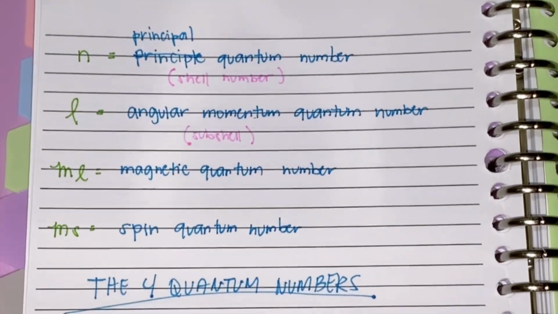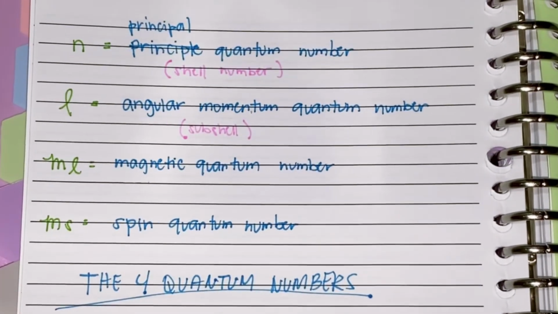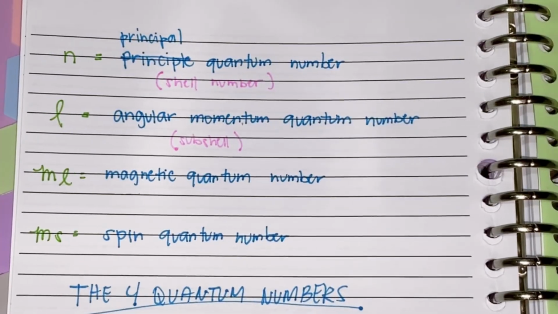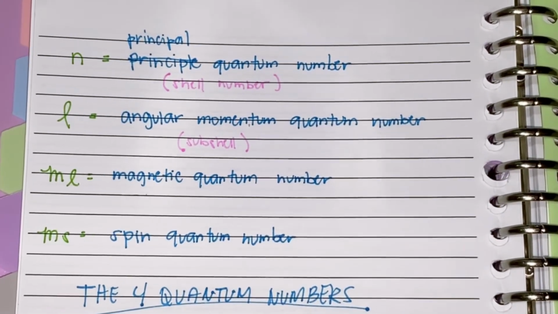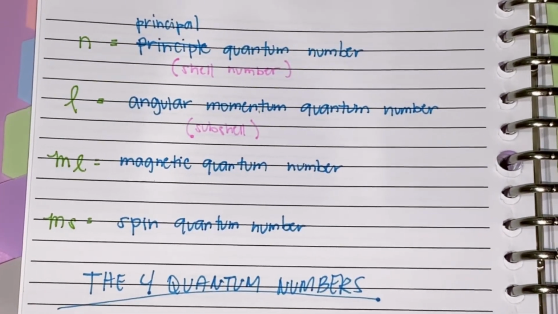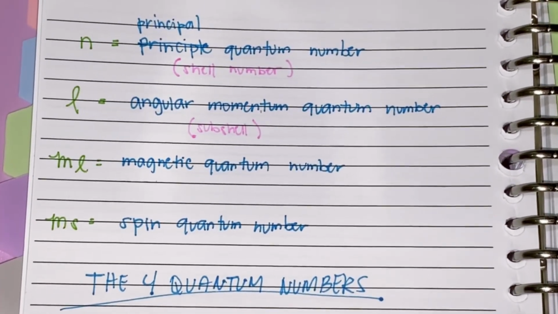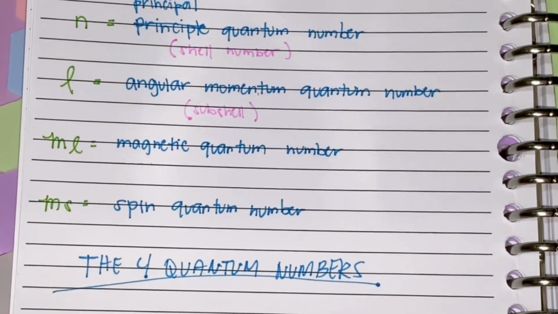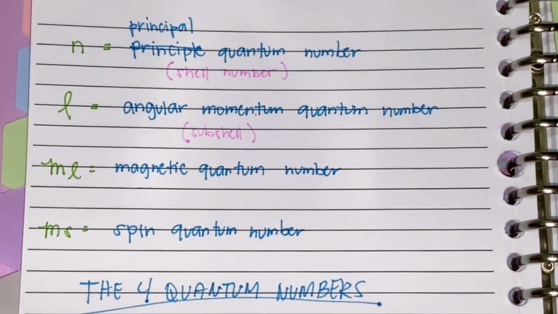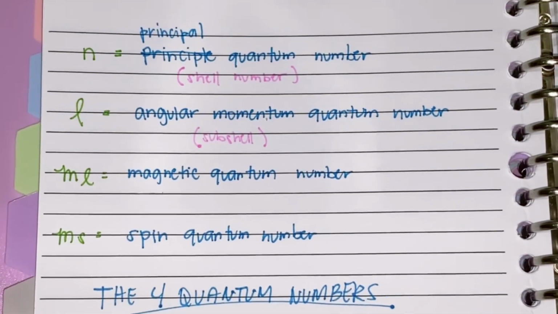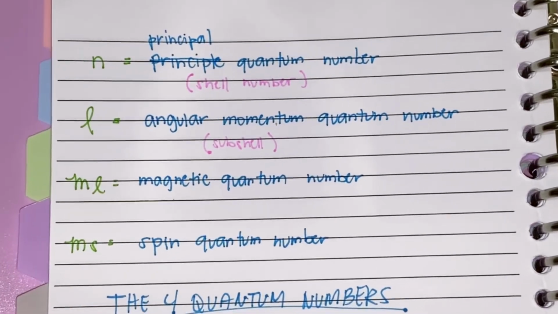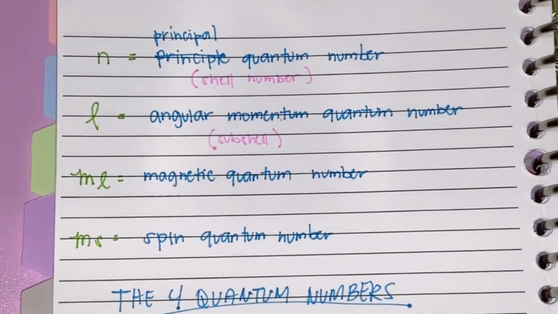So, as you can see, we have here the four quantum numbers, which is the lowercase n for the principal quantum number or the shell number. The lowercase l, angular momentum quantum number or the subshell. The m sub l is the magnetic quantum number. And the last one is the m sub s, which is the spin quantum number. So, ayan yung the four quantum numbers.